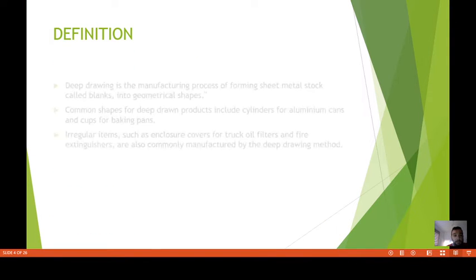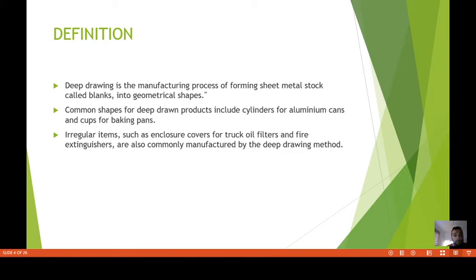Next page is definition. The definition for deep drawing is the manufacturing process of forming sheet metal stock called blanks into geometrical shapes. Common shapes for deep drawing products include cylinders for aluminum cans and cups, baking pans, and irregular items such as enclosures. Covers for truck oil filters and heat exchangers are also commonly manufactured by the deep drawing method.